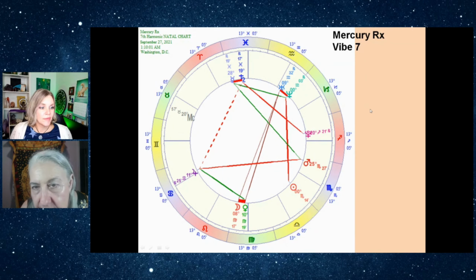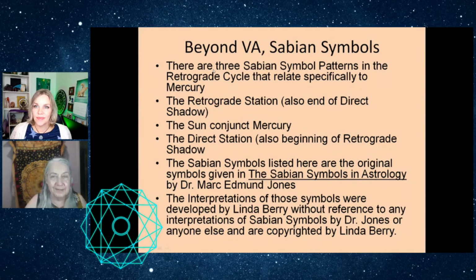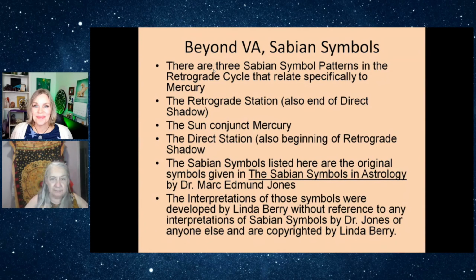Okay, so now beyond VA, here's our not VA part of the game, the Sabian symbols. There are 3 Sabian symbol patterns in the retrograde cycle related to Mercury, or actually related to any planet. You have the retrograde station, which we've just been talking about. That's the point where Mercury says, I can't go any further. I've got to go backwards and straighten things out. That's also the very end of the whole thing, when Mercury leaves the retrograde degrees.